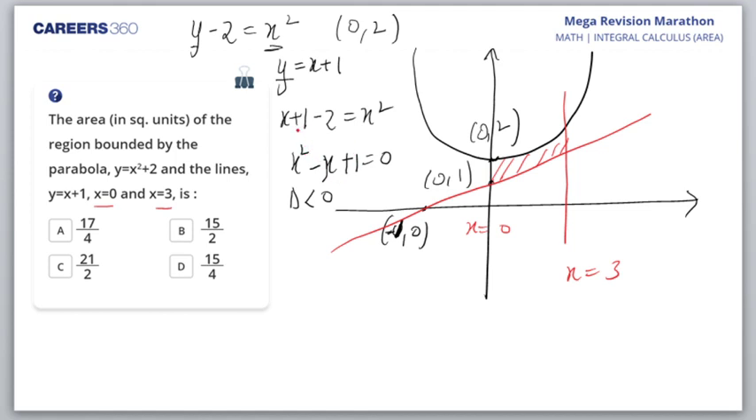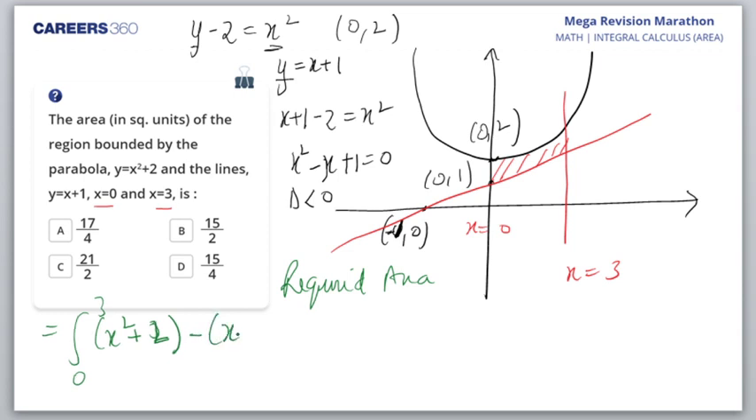So we have the required area as 0 to 3, and I'll have to integrate the parabola. Below the parabola, x square plus 2, minus the line, the area below the line, x plus 1 dx.